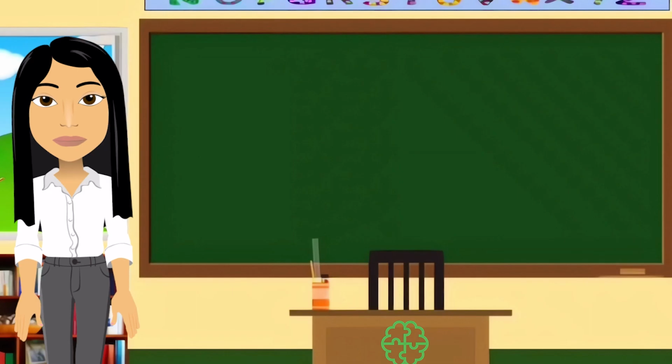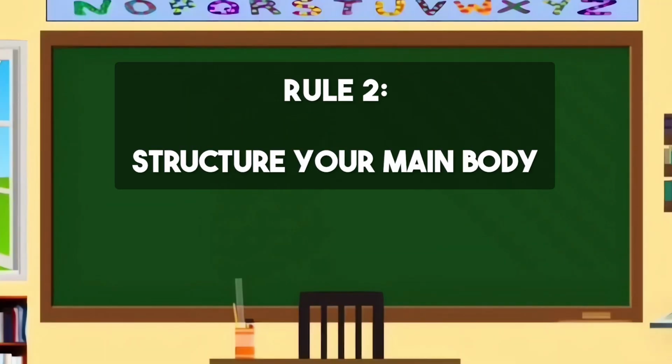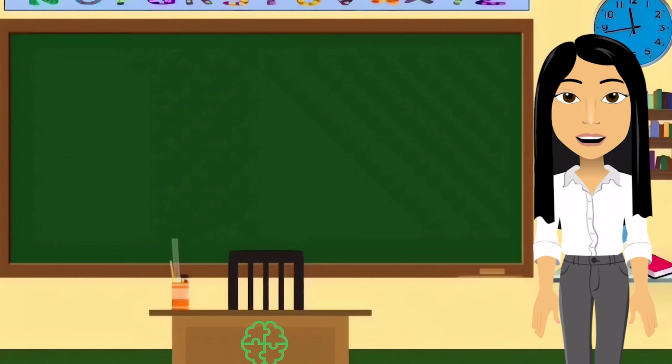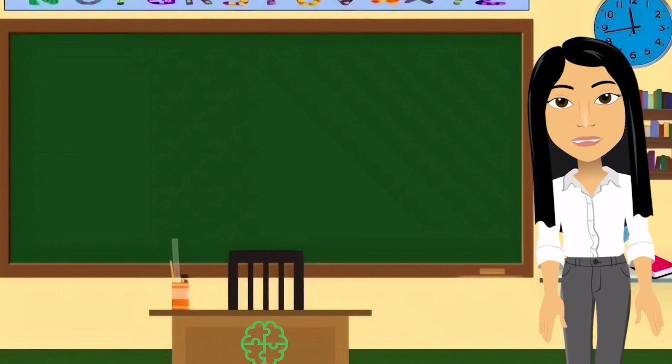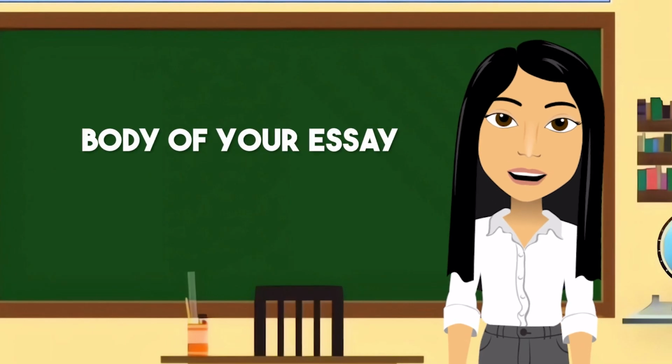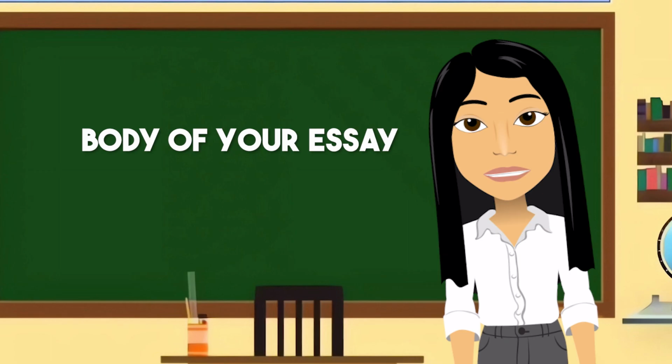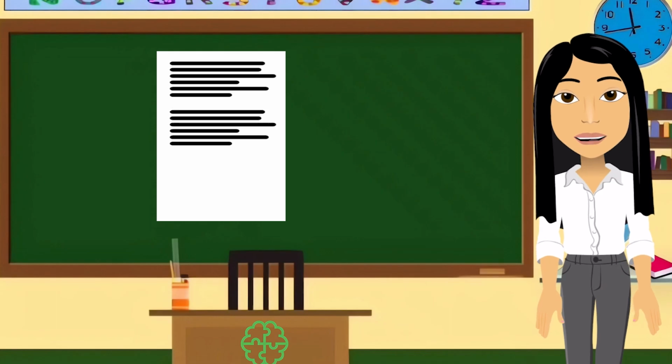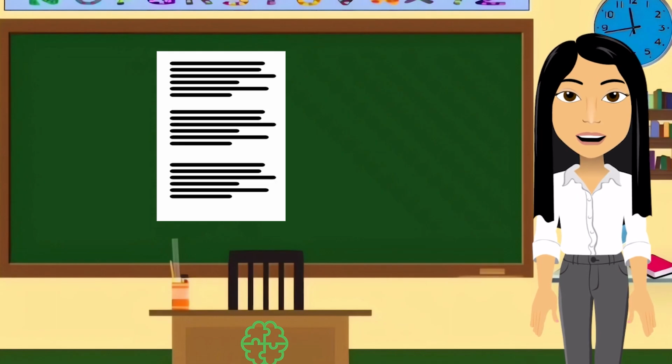Rule 2. Structure your main body. The second rule is to structure your main body paragraphs effectively. The body of your essay is where you develop your argument in detail. Organize your paragraphs to support your thesis statement clearly.